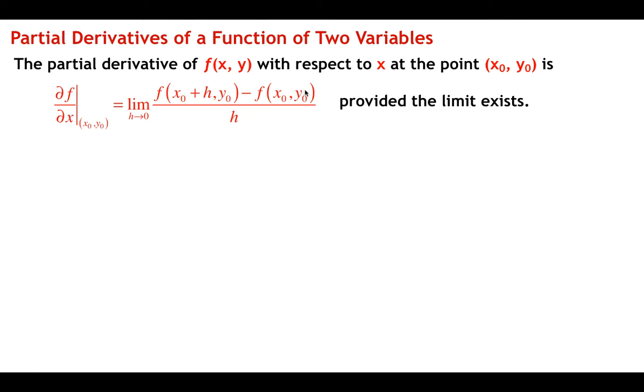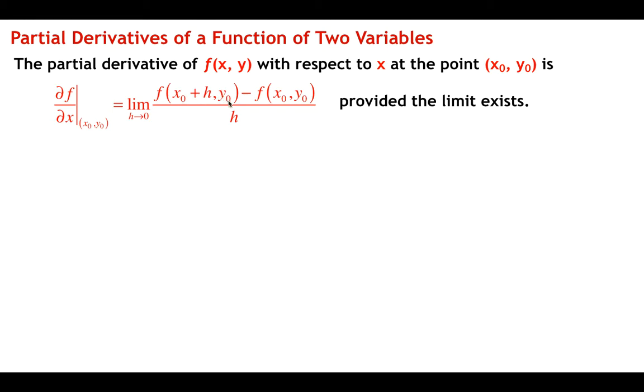So y is equal to y naught is fixed, and the rest of the definition is very similar to a single variable, where this is the limit as h tends to 0 of the change in the function values over the change in the domain value. So it's like the slope of the secant when h goes to 0, so it will give us the slope of the tangent line in the direction of x when y is equal to y naught is fixed.